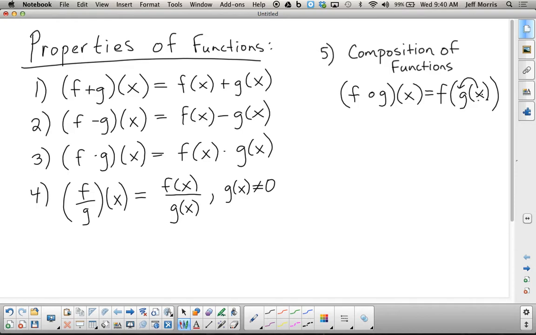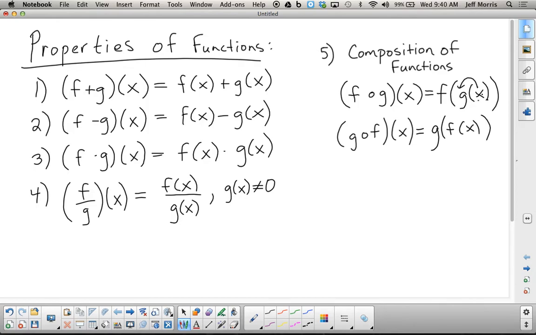You can also do g of f of x, which some people call goff or goof, goofx. Okay, so goofx would be g of f of x.